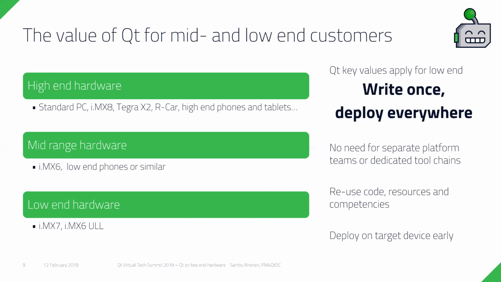And the Qt key value here is that you write it once and you deploy everywhere. We really want to stick to that because it is really important for our embedded developers, being able to develop on one platform. And then when they get their proto hardware out, they can deploy on that proto hardware and get their implementation and deployment working from day one of their project.